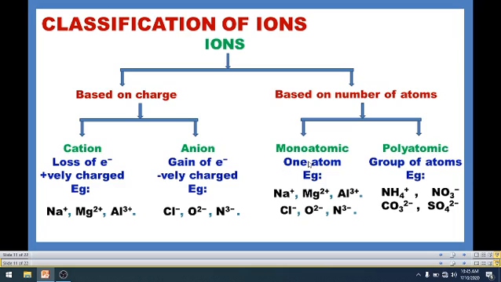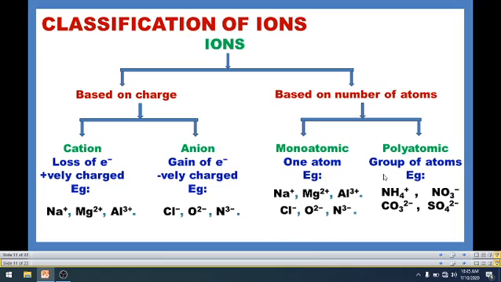Monoatomic means, mono means one, so the ion should contain one atom. Look at the example: one sodium atom, one magnesium atom, one aluminum atom, one chloride ion, one oxide ion, one nitride ion. So one atom. Therefore, these are all monoatomic ions.